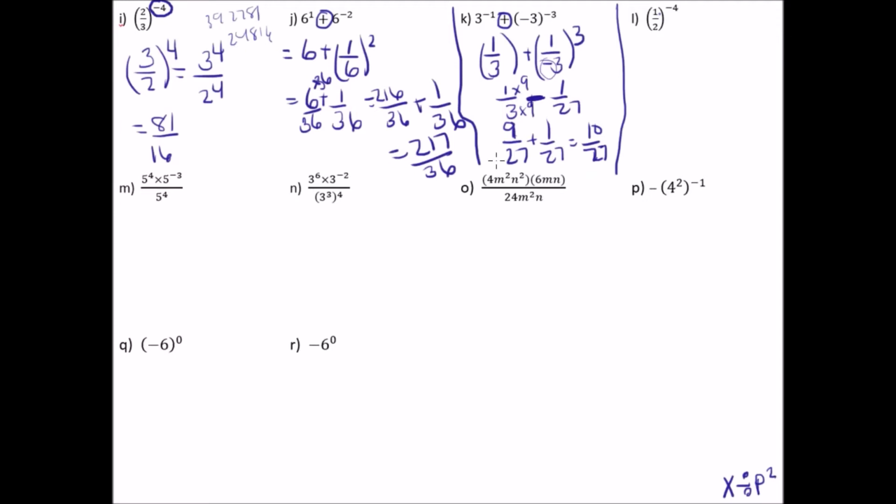Okay. All right, back to exponent laws. 1 over 2 to the negative 4, that's 2 over 1 to the 4. We don't even have to write that 1. Just 2 to the 4. 2, 4, 8, 16.